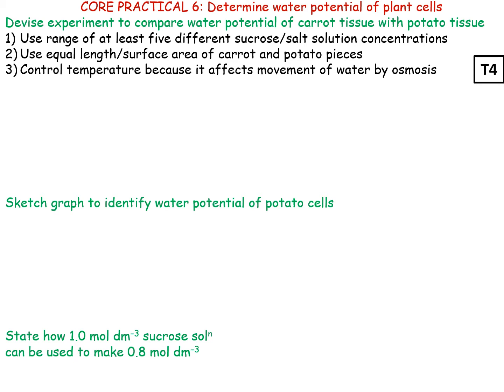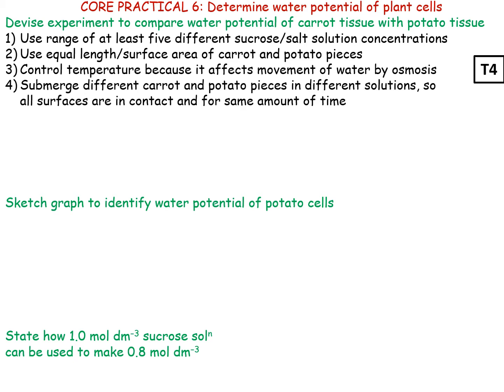We also have another control variable where we have to control temperature, as it affects the movement of water by osmosis. You should submerge the carrot and potato pieces in the different solutions so that every part of the surface is in contact with the solution for the same amount of time. This is another control variable.